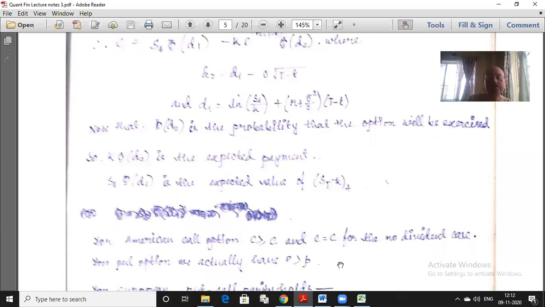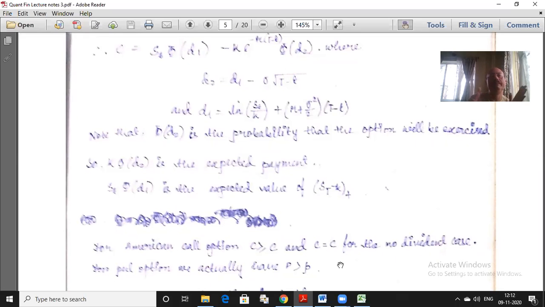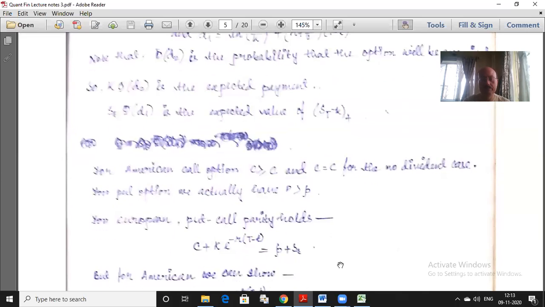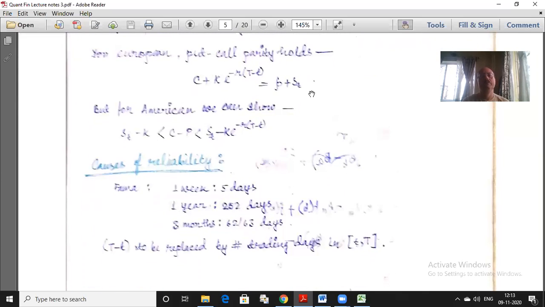Because the exercise dates are multiple in the case of American options, we have already said that you do not have closed form differential equations for American options. Like for a European option, we have the Black-Scholes equation, and we can set up the PDE and solve it with some boundary conditions. For American options, we don't have that pleasure. What we do have are some bounds. So what do I know about the American call and put prices?